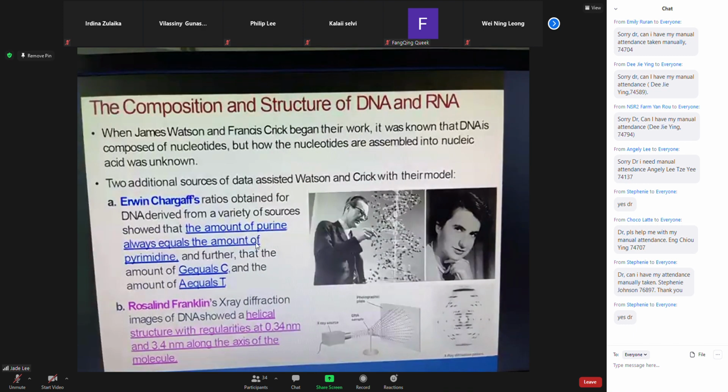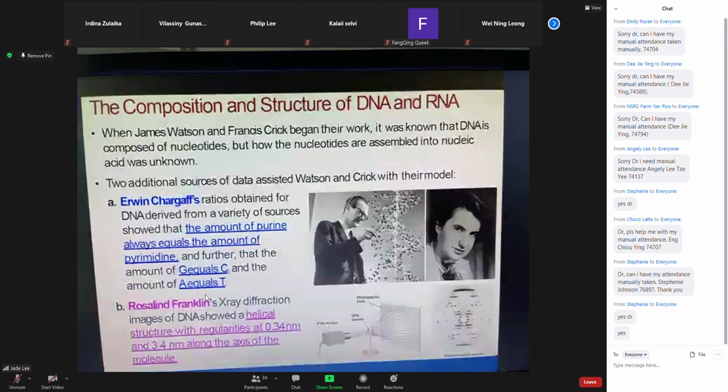So when you want to find out the amount of C, you just need to look at the amount of G. Correct? Yes. If you want to look for the amount of A, you always look for the amount of C, correct? T. Oh, T. Good. At least you understand.